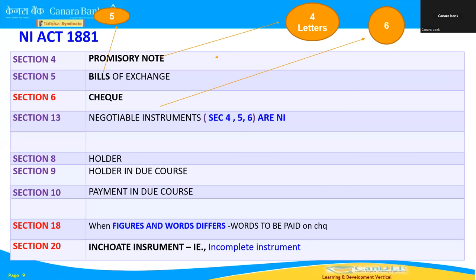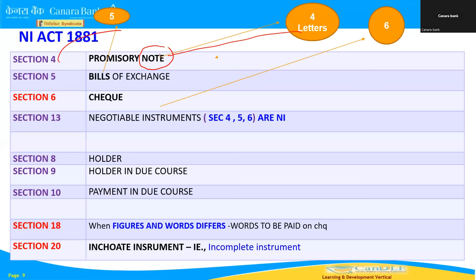Now comes to the Negotiable Instruments Act, NI Act. There are so many sections again, but we will try to remember the most important for examination point of view. Number one is sections 4, 5, 6. Some sections we will try to remember with a logic. Number one is section 4, promissory note. If you see the word NOTE, it contains only four letters. The four is called section 4, over. Then bill of exchange, you write in bills just for understanding.